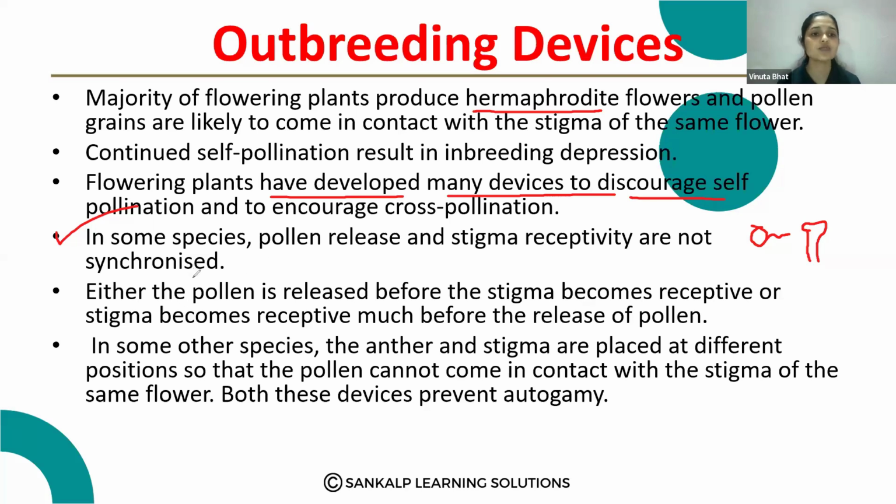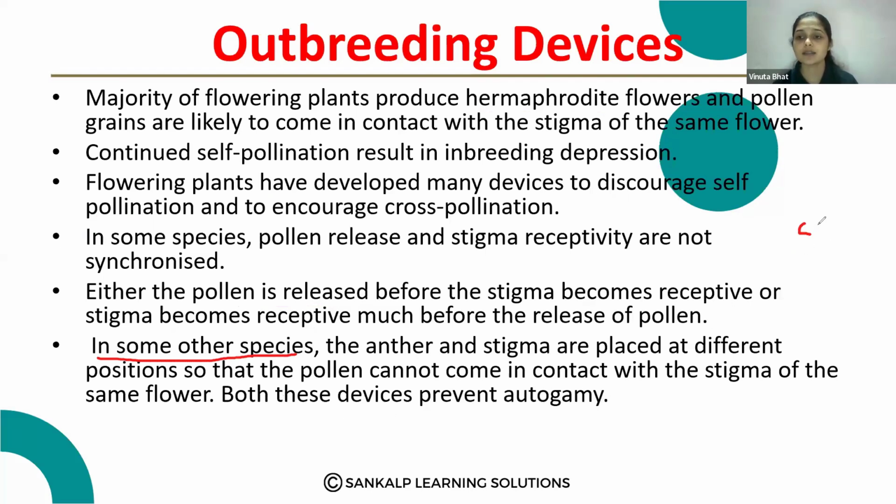And the second one: either the pollen is released before the stigma becomes receptive, or the stigma becomes receptive much before the release of the pollen. So that is about pollen release and stigma receptivity not being synchronized. Then in some other species, the anther and stigma are placed at different positions so that the pollen cannot come in contact with the stigma of the same flower. Both these devices prevent autogamy.